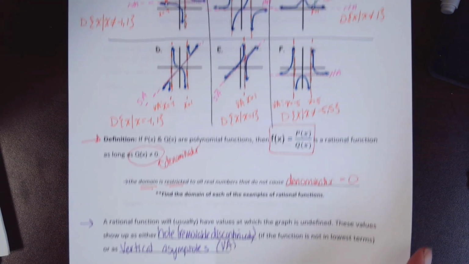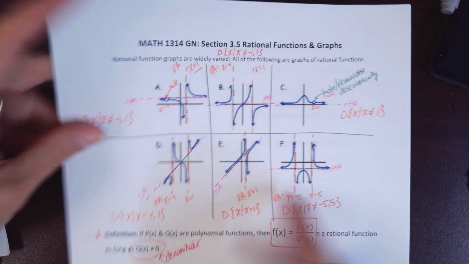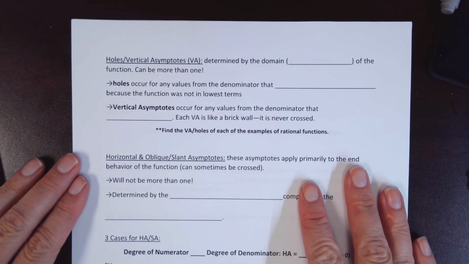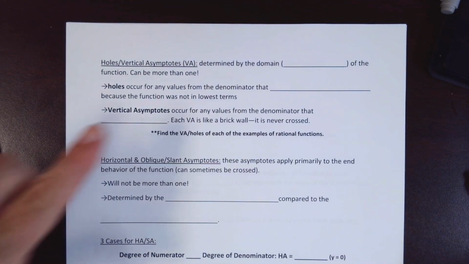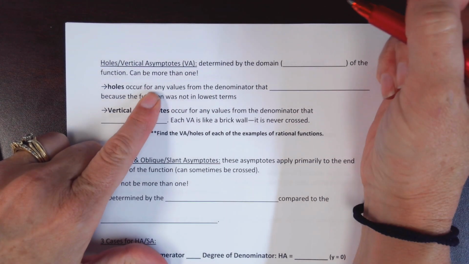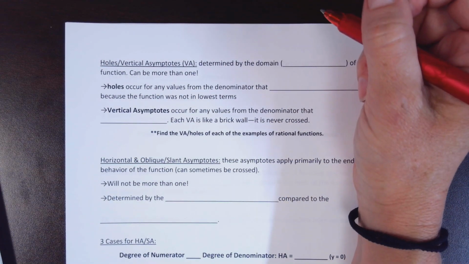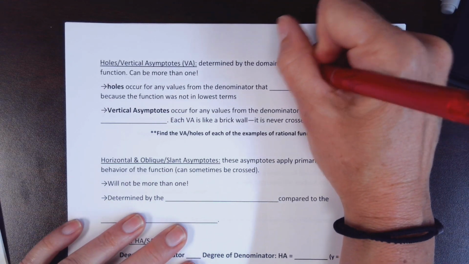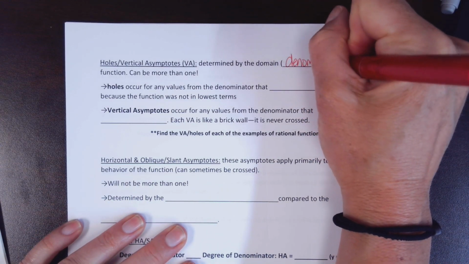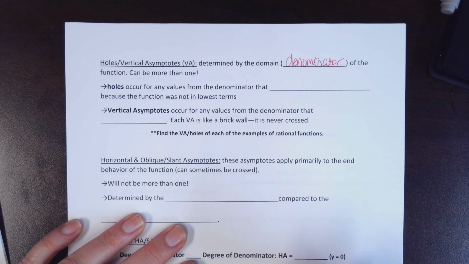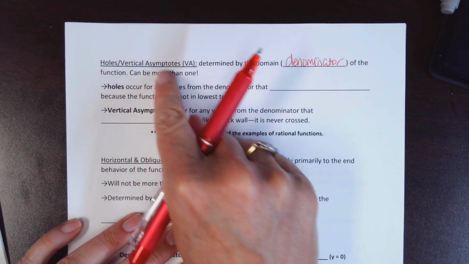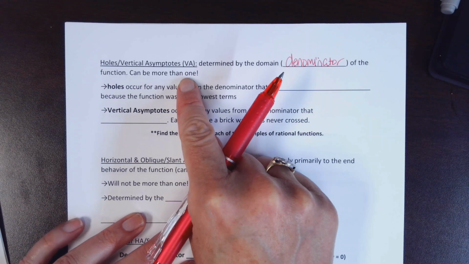Okay, let's set this aside. We're going to come back to these graphs. So set it aside and let's talk about holes and vertical asymptotes. Remember I said they are determined by the domain. Where is the domain? We look at the denominator to see what we need to kick out, what makes our function undefined. We can have more than one hole, more than one vertical asymptote, not a problem.